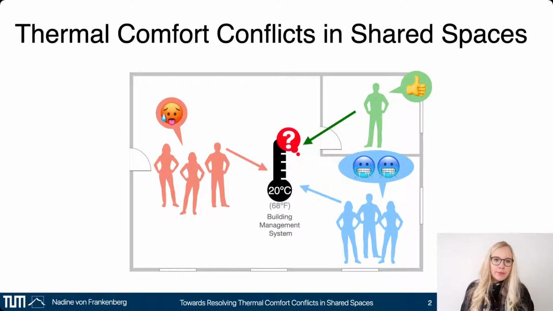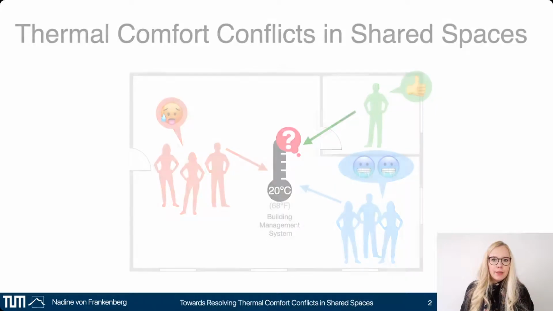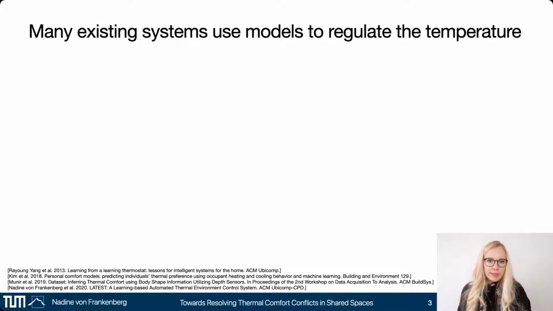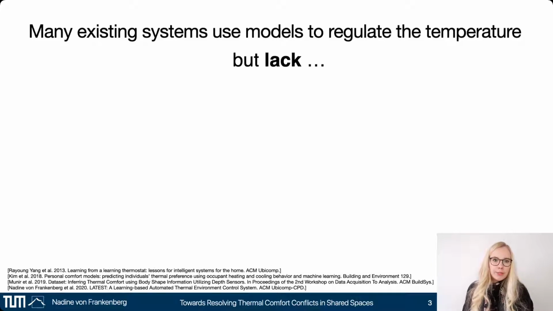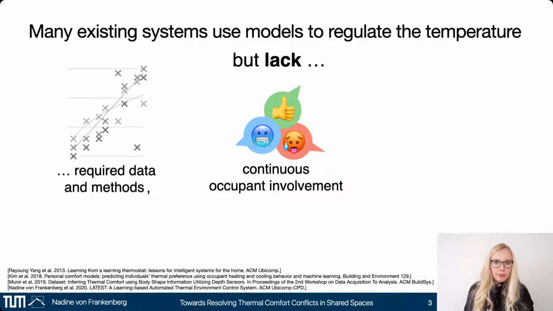Therefore, many building management systems use models to regulate the temperature. Many of these models are based on data-driven approaches, such as the PMV or machine learning models. However, they do require large data sets and continuous occupant feedback, which is hard to obtain in practice.